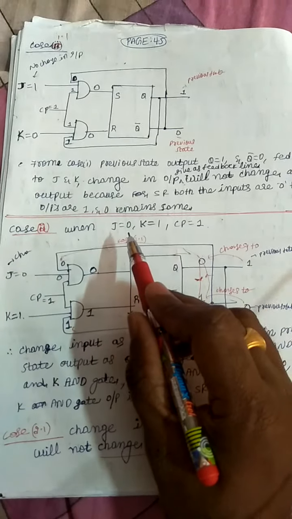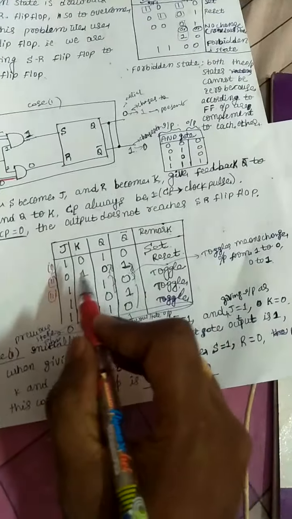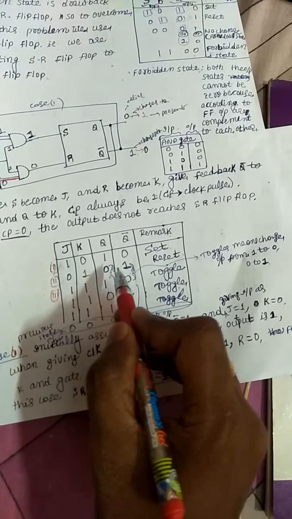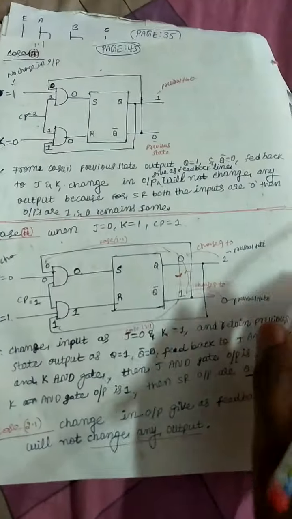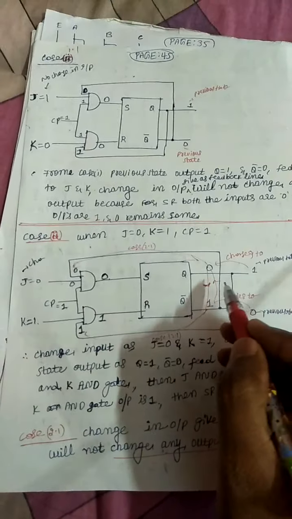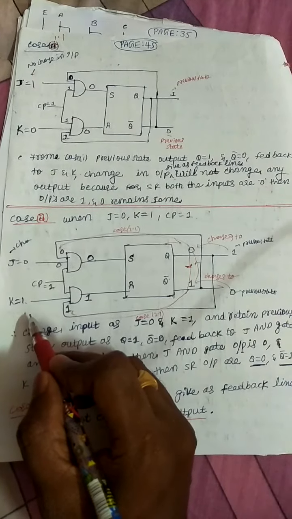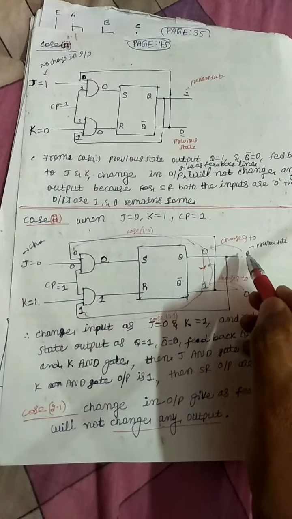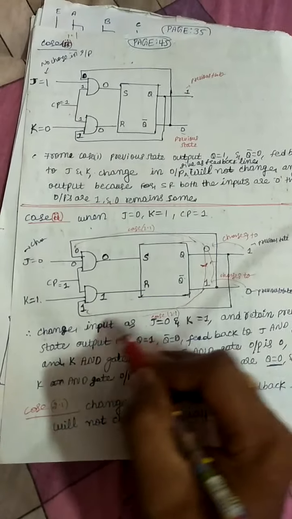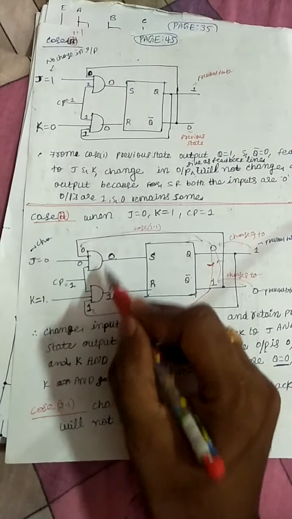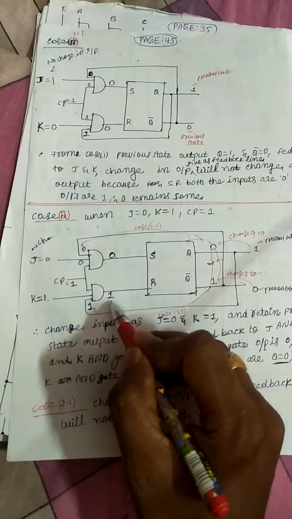Then I will consider case 2. If J is equal to 0, K is equal to 1, for clock is equal to 1, then you should get this output. The previous state output I considered as 1 and 0. This 1 will be fed here, and this 0 will be fed back here. 0, 0, 0. 1, 1, 1 means it will become 1.